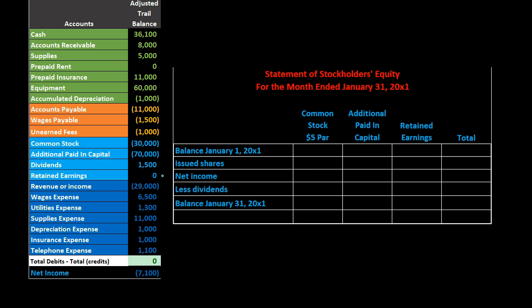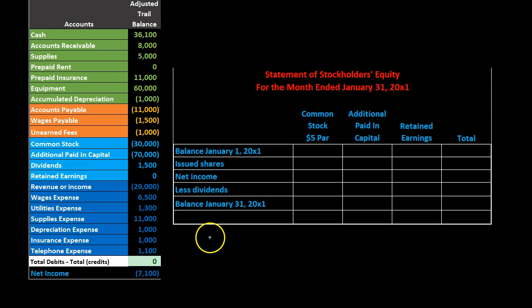We will do that by putting together the statement of stockholders' equity, finding a home for these last two accounts, and tying everything together, in essence tying out all these blue accounts, which are the equity section, which will then tie out to the balance sheet, and it'll show us net income as well, which will tie in the income statement. The statement of stockholders' equity will be a timing account like the income statement. In other words, it will have the phrasing of for the month ended January 31st, 2000X1 in this case. And that's as opposed to as of a point in time, which will just have one date.